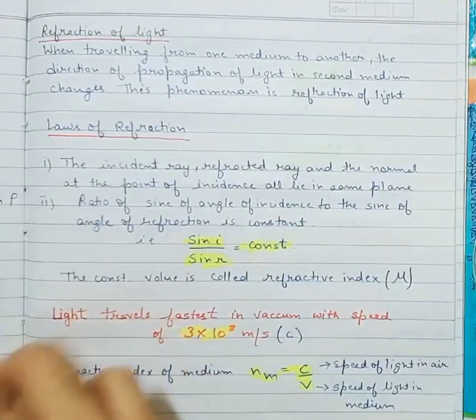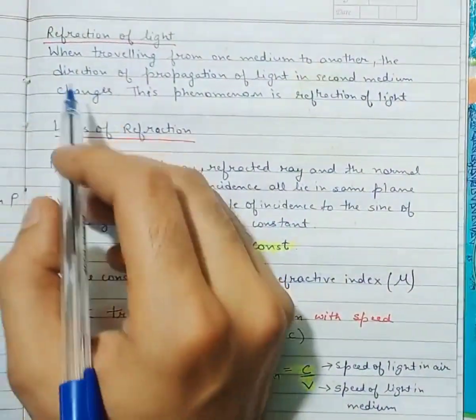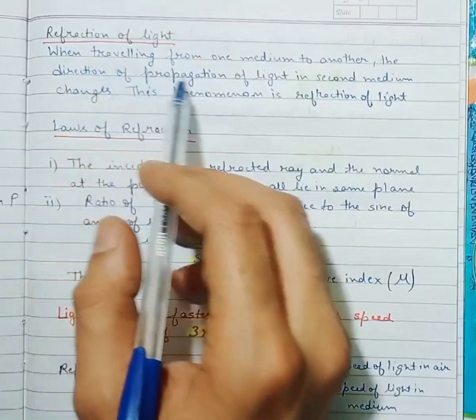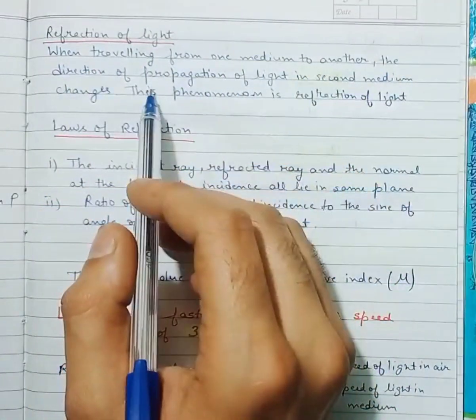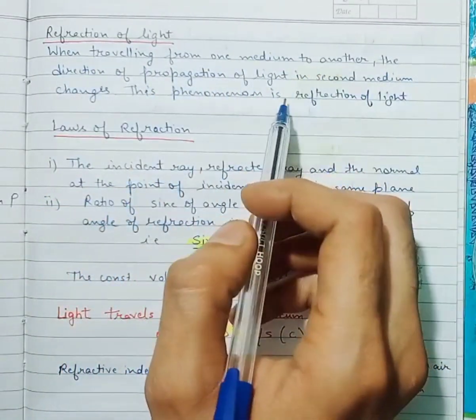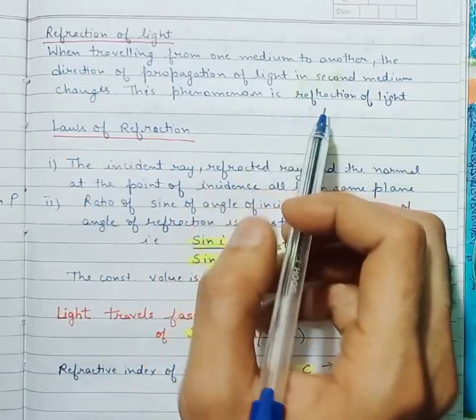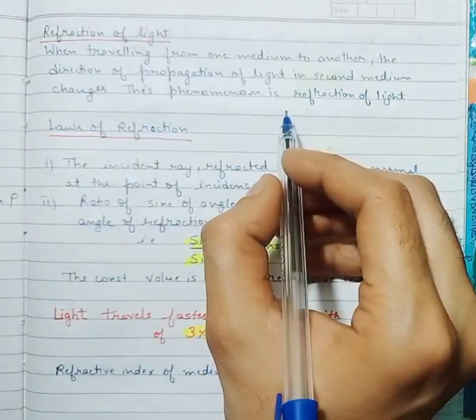Our next point is refraction of light. When traveling from one medium to another, the direction of propagation of light in the second medium changes. This phenomenon is known as refraction of light.